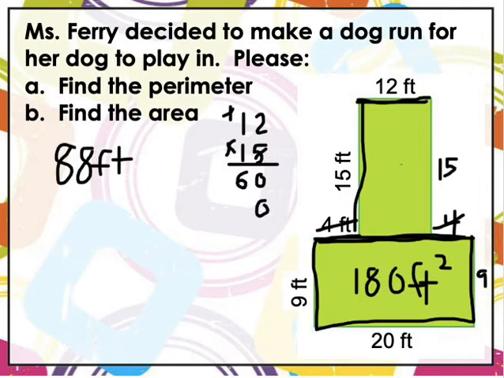And then I'm going to multiply again. 1 times 2 is 2. 1 times 1 is 1. And now I get to add these together. And here I get also 180 feet.